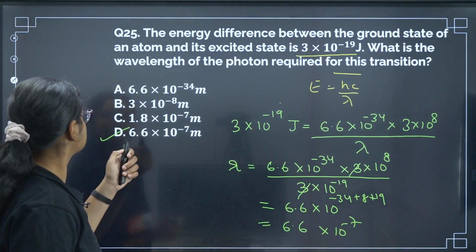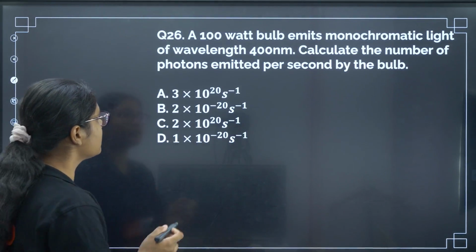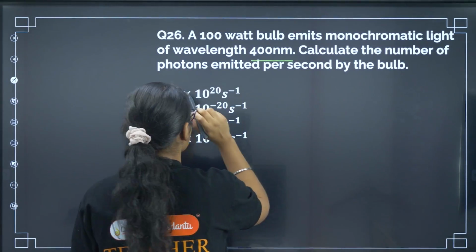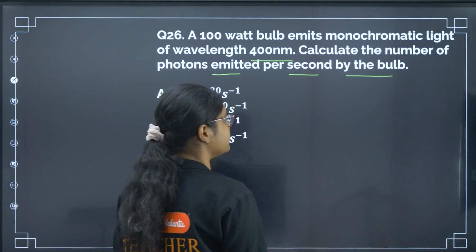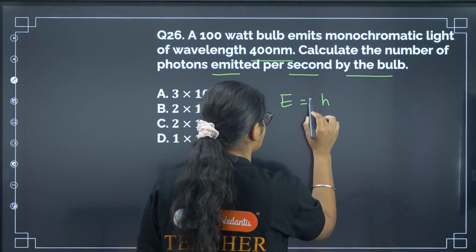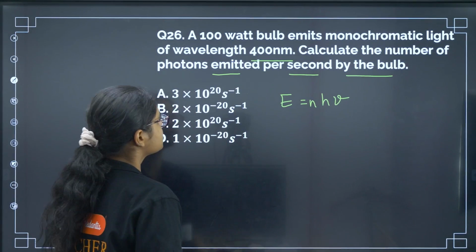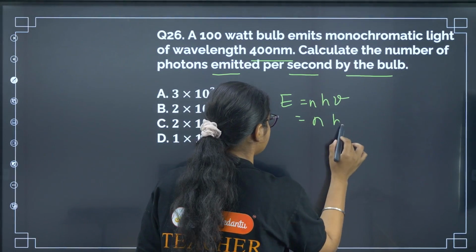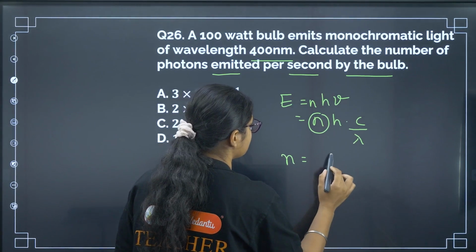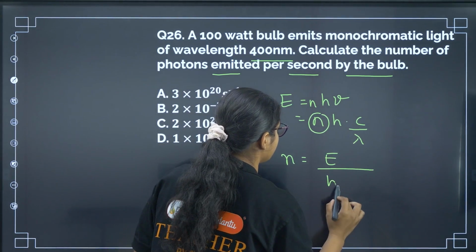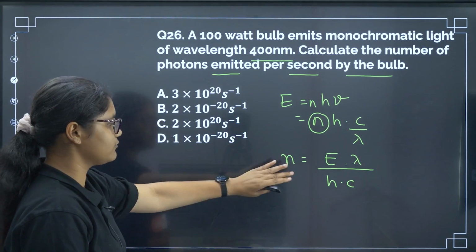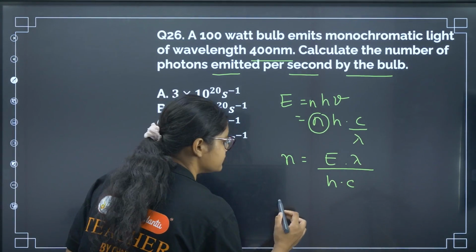Okay, next question. A 100-watt bulb emits monochromatic light of wavelength 400 nanometer. Calculate the number of photons emitted per second by this bulb, right? So we have this formula, E is equal to n h nu. Okay, so here lambda is there, so I can write n h c by lambda. We have to calculate this n value. So n value will be equal to E lambda by h into c, right? So just arrangement of equation. Now you can substitute all the values here.